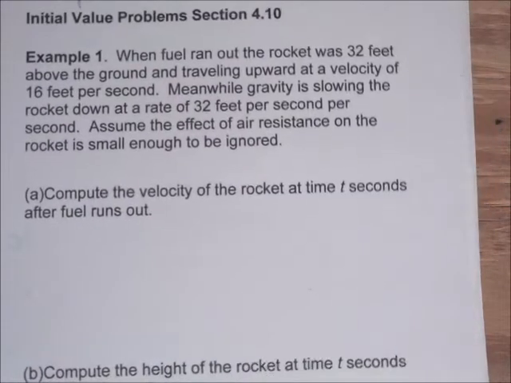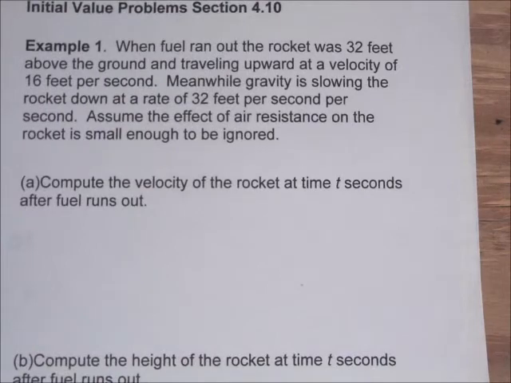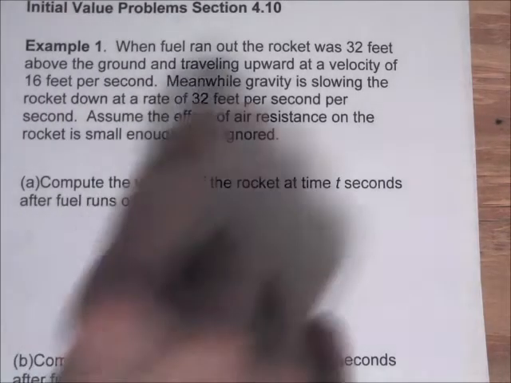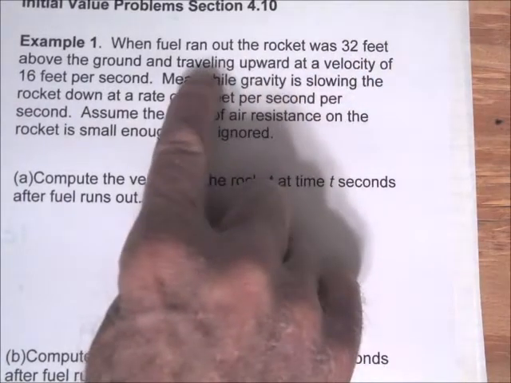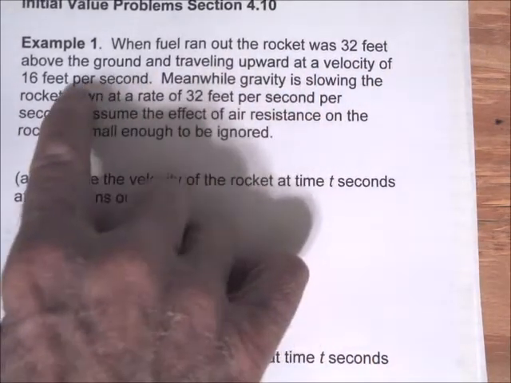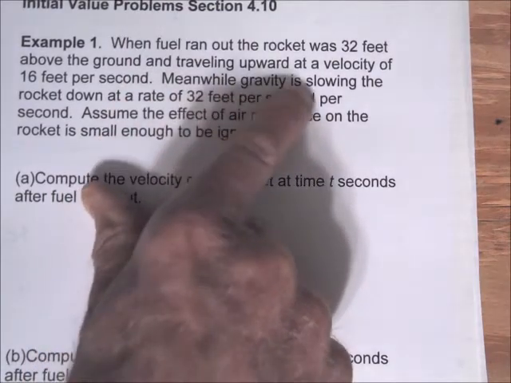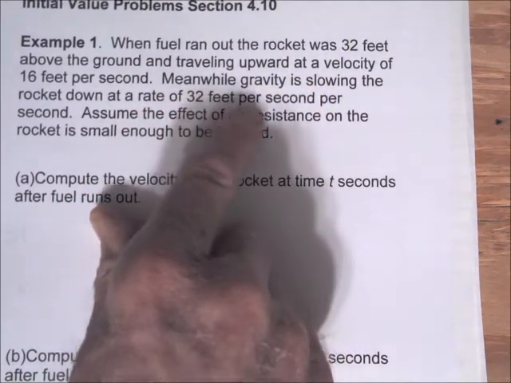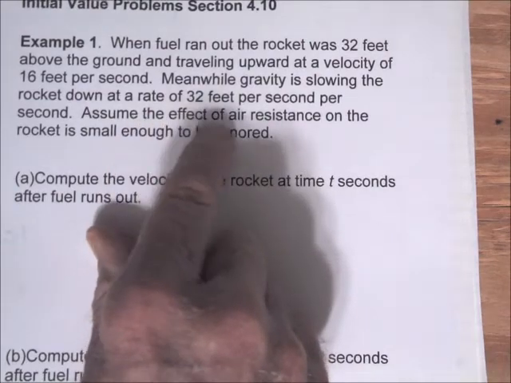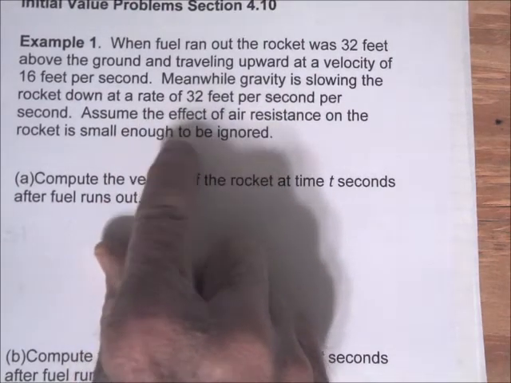So in this example, when fuel ran out, the rocket was 32 feet above the ground. That's one of the initial values, and it was traveling upward at a velocity of 16 feet per second. So those are two initial values. Meanwhile, gravity is slowing the rocket down at a rate of 32 feet per second squared, assuming the effect of air resistance on the rocket is small enough to be ignored.